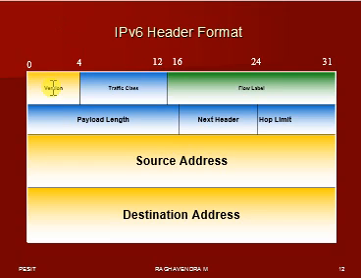The first one is the version, which is 4 bits. The version identifies the version of IP used to generate the datagram. This field is used the same way as in IP version 4, except of course that it carries the value 6.